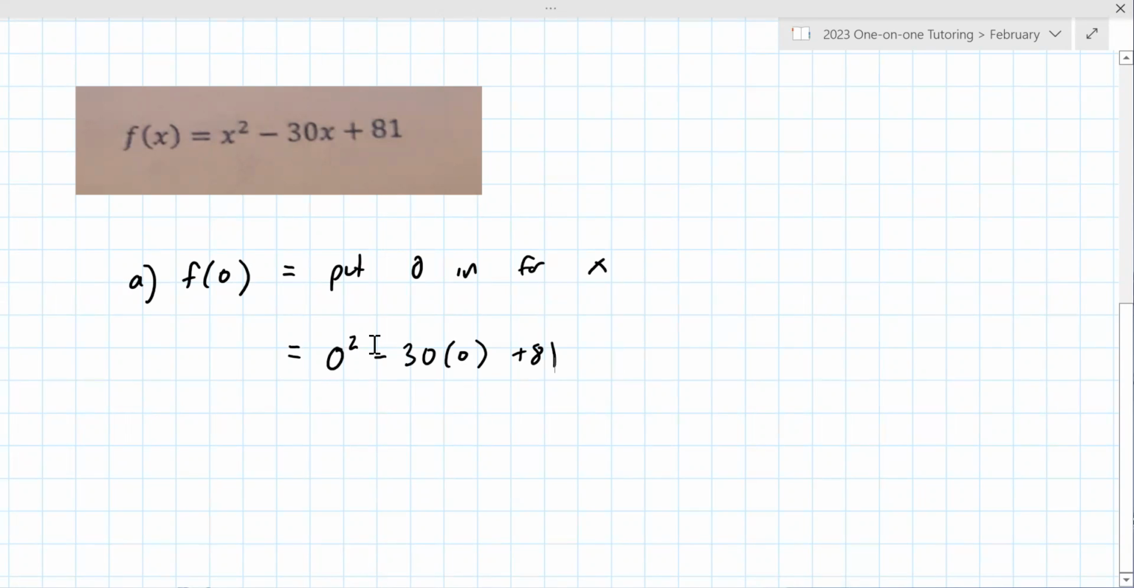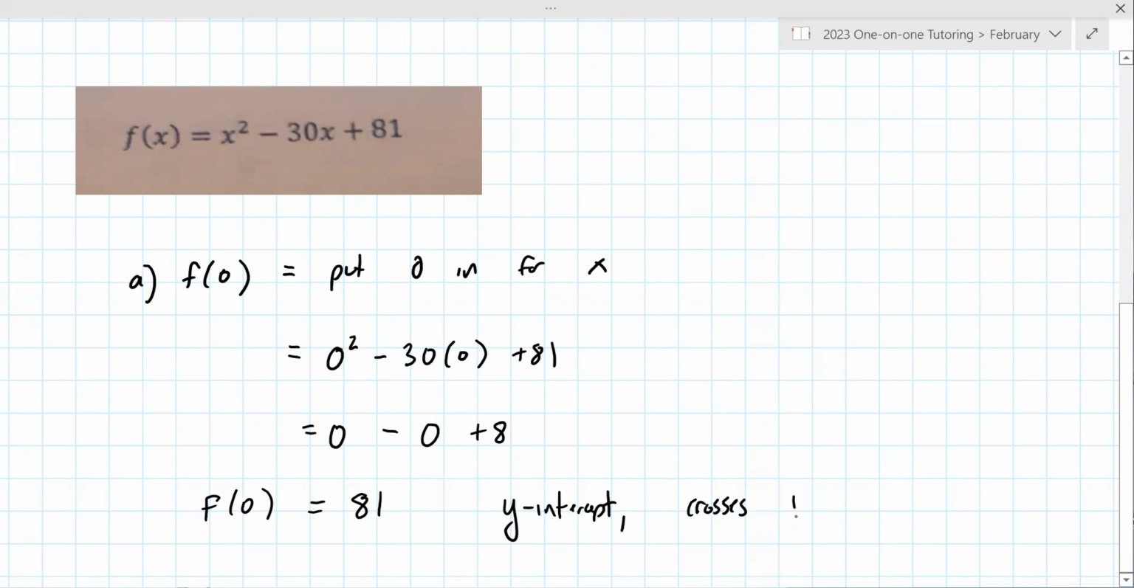0 squared is 0. 30 times 0 is 0. So this is 81. f of 0 is equal to 81. This is the y-intercept. Yes, this is where it crosses the y-axis.